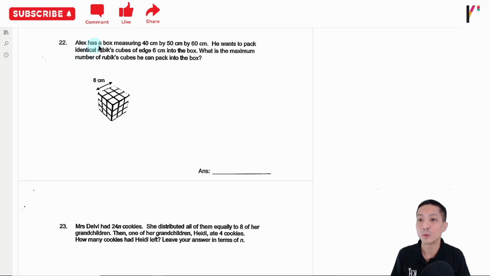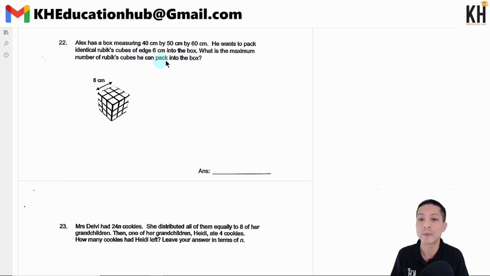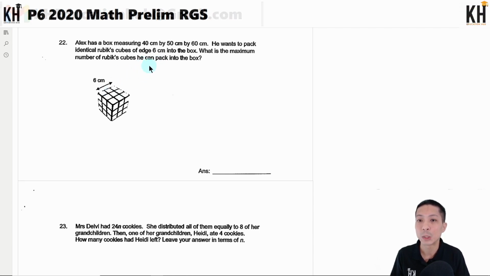Question 22. Alex has a box measuring 40 cm by 50 cm by 60 cm. He wants to pack identical Rubik's Cubes of each 6 cm into the box. So what is the maximum number of Rubik's Cubes that he can pack into the box? So for this question, you have to do this method, which is, you have to divide each side with 6 and get the closest whole number.